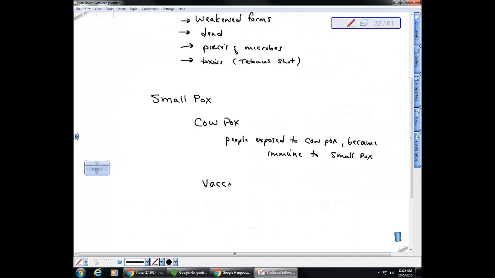So the vaccine was from scraping cowpox lesions and applying it to the skin of healthy individuals.